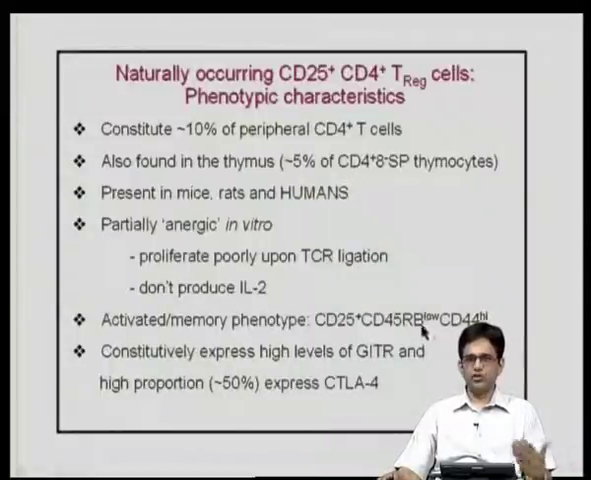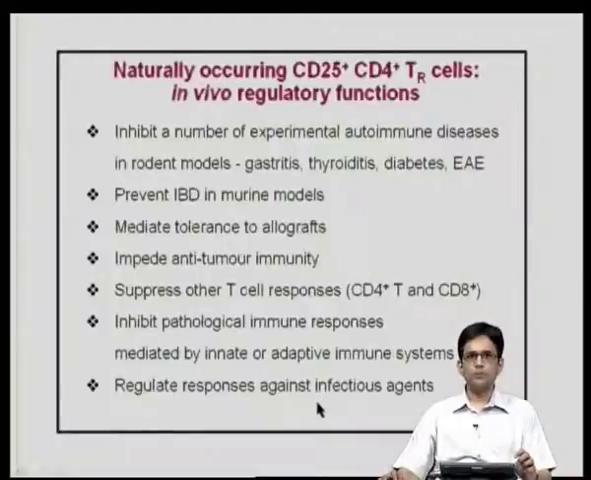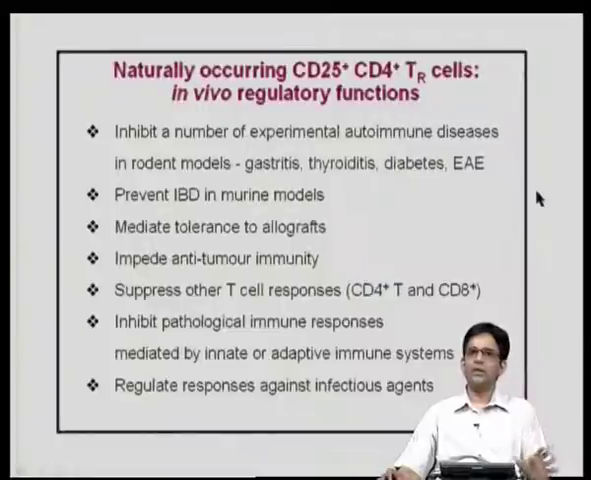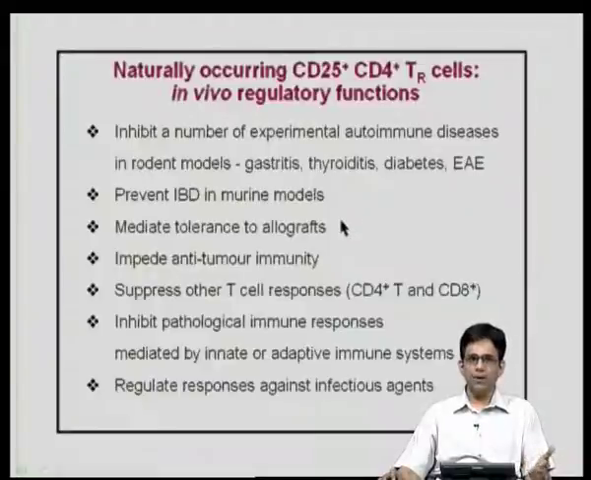And just to show that about 10% of them have an activated memory phenotype. They express high levels of glucocorticoid-induced TNF receptor. Some of them, almost 50%, express CTLA4. And they have been shown to play a wide variety of roles. They inhibit a large number of autoimmune diseases in several models. They prevent inflammatory bowel disease and mediate tolerance to allografts.